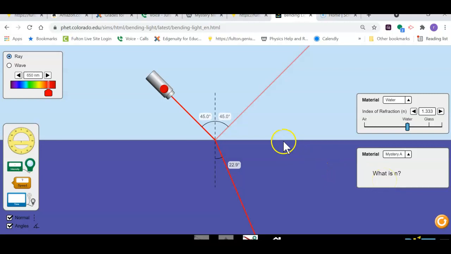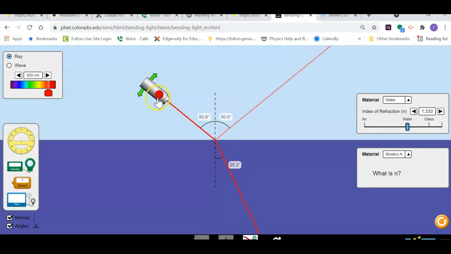So to collect data, this is your angle of incidence between the incident ray and the normal. This is your angle of refraction between the normal and the refracted ray. So you are collecting data on angle of incidence versus angle of refraction. So I could say theta 1 is 45, theta 2 is 22.9, and then I can set theta 1 to another angle, and then again record it.